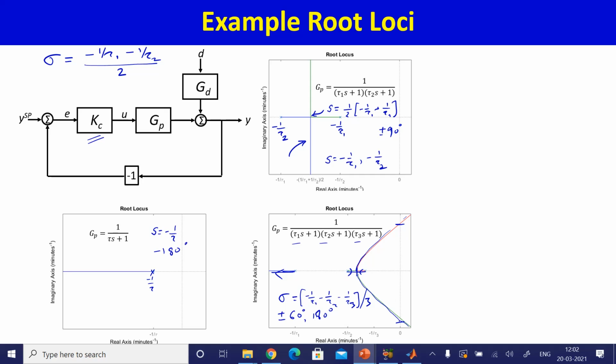These points and the gain corresponding to these 2 points can be obtained using complex algebra. Routh array can be used, yeah. So that's the root locus for a third order system. You can also do a fourth order, fifth order system. It's just that the number of asymptotes will increase.